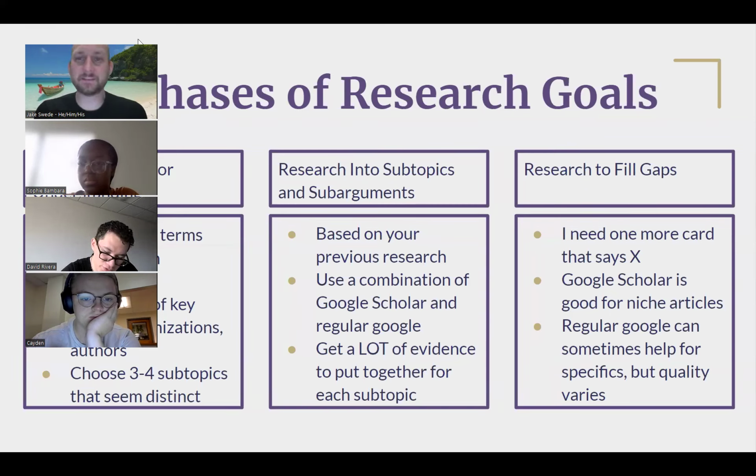The third phase is just research to fill gaps. Like I talked about, as we get into that second phase where we research the subtopics, you might find that you're just like, dang, I wish I had this one card that said this thing. If I just had this card, I could unlock this whole subtopic, right? Like, why isn't anyone writing a neg argument that says a federal job guarantee will not solve climate change? I just need this one card.